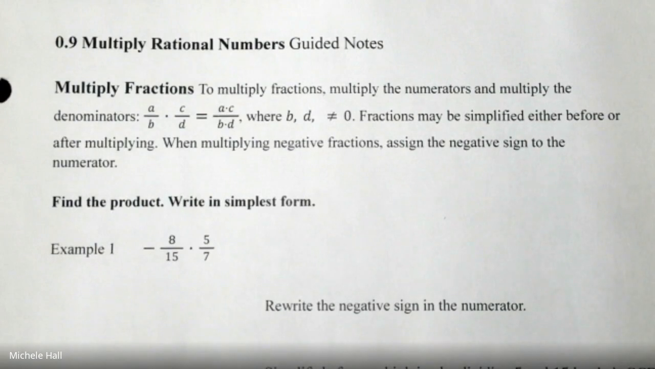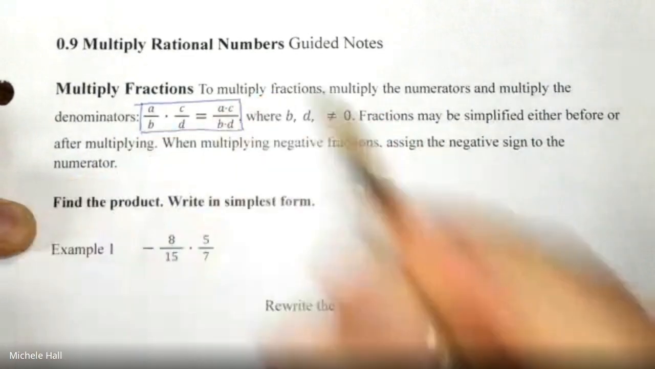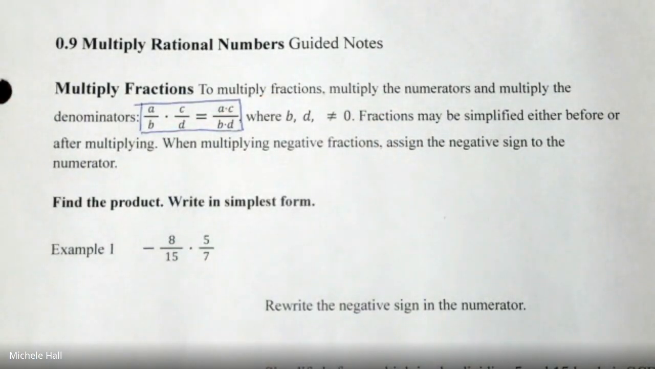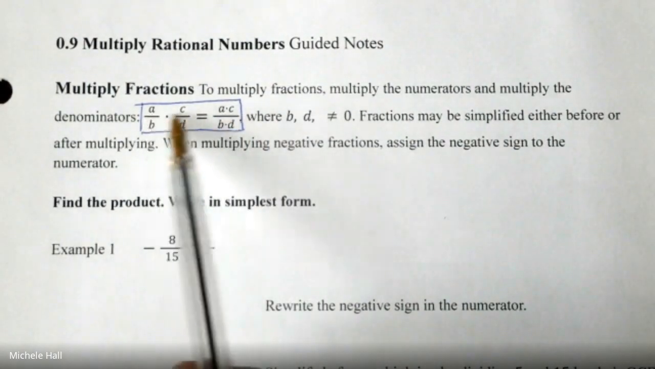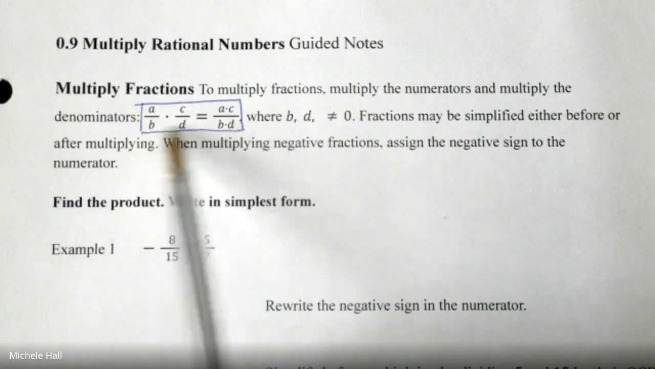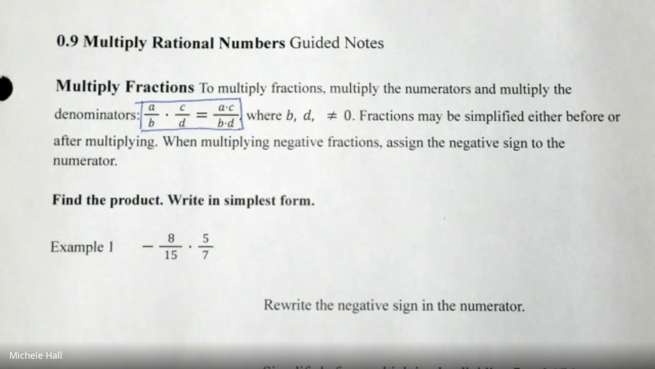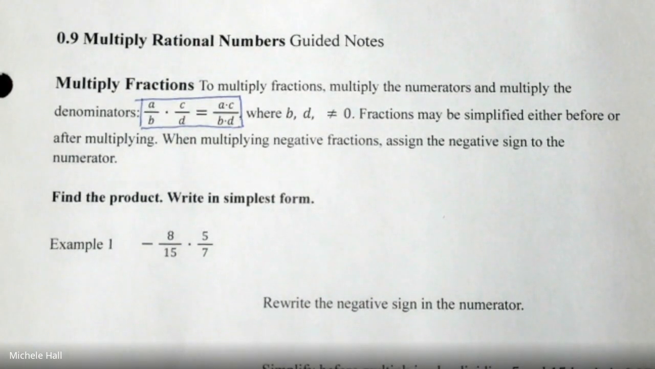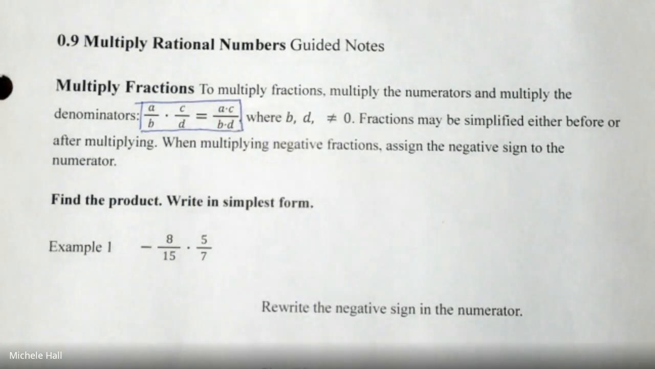0.9. We are multiplying rational numbers. Multiplying fractions. Here's the rule right here. It says that when I have A divided by B times C divided by D, what does it equal? You multiply your numerators, A times C, and then multiply your denominators, B times D. That's it. You multiply straight across. But we should look for some reducing, which we'll see as we go down. If I reduce before I multiply straight across, my numbers will stay smaller.